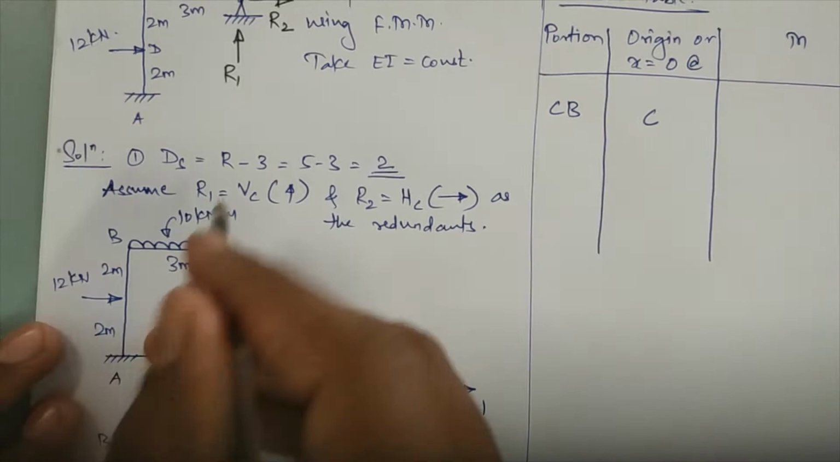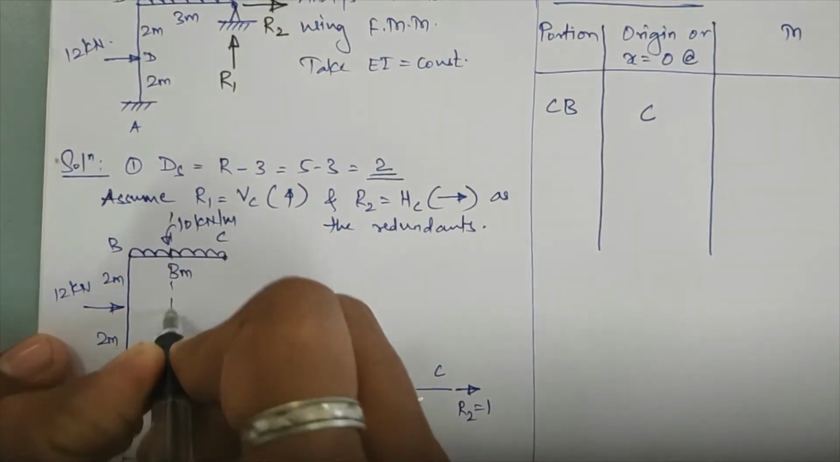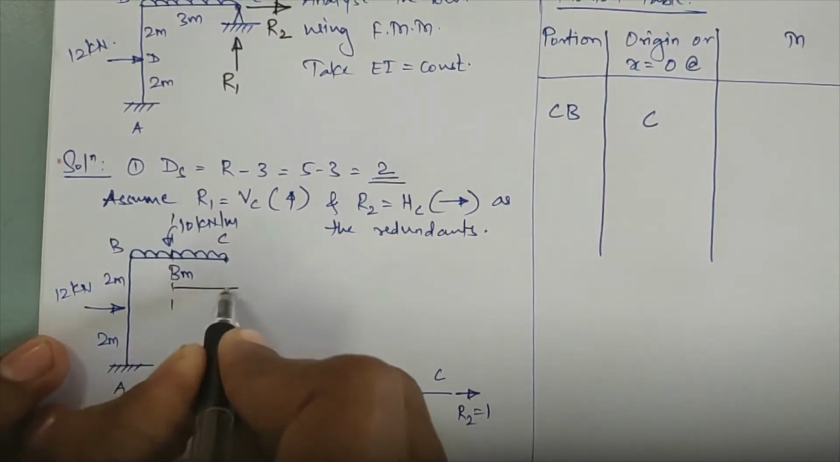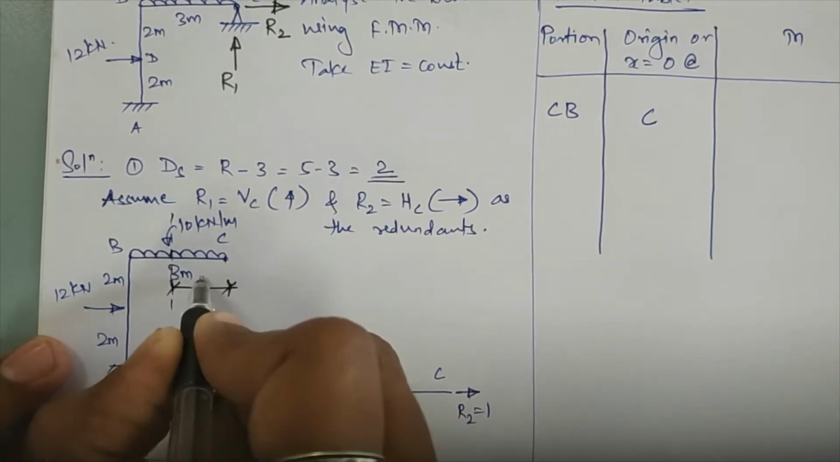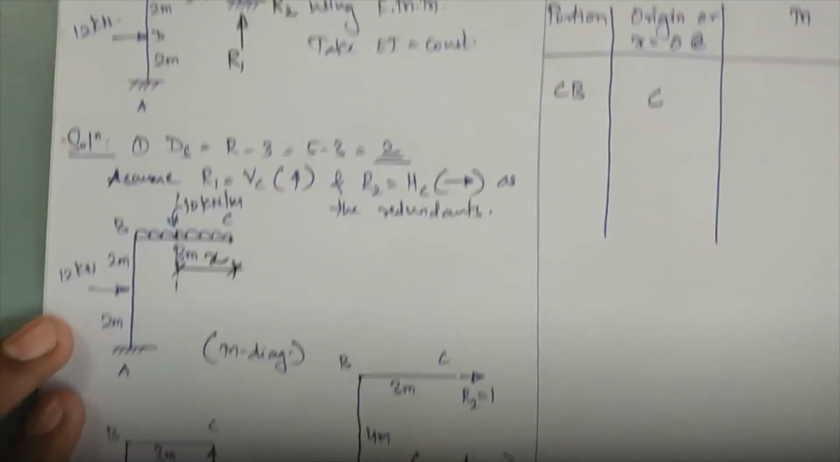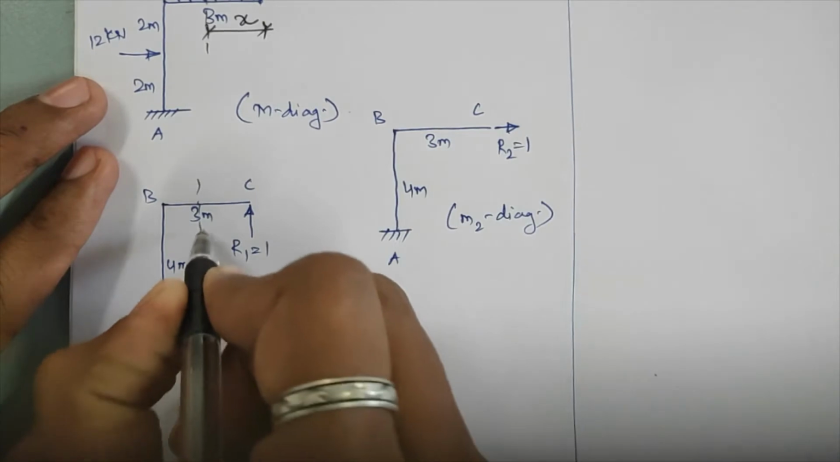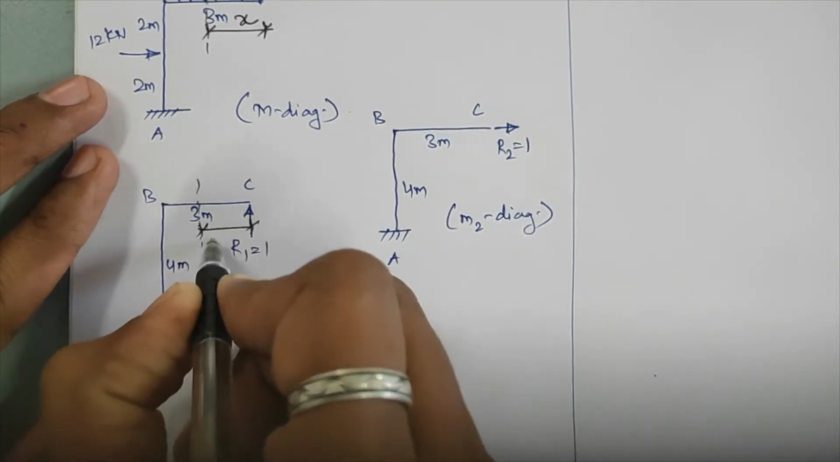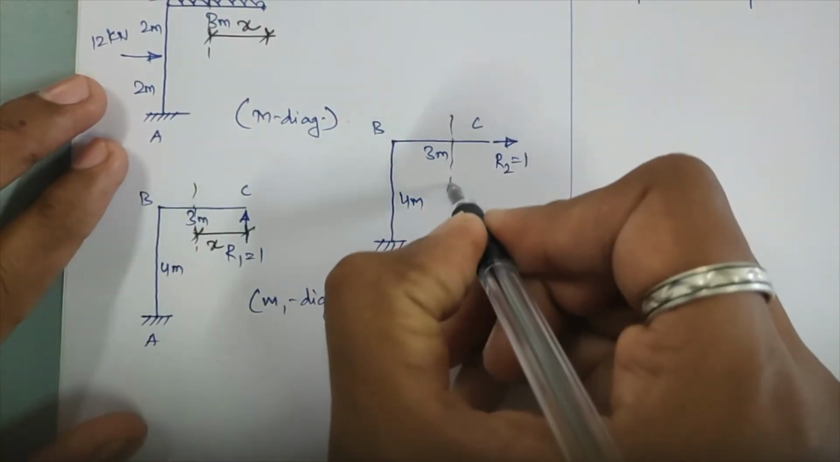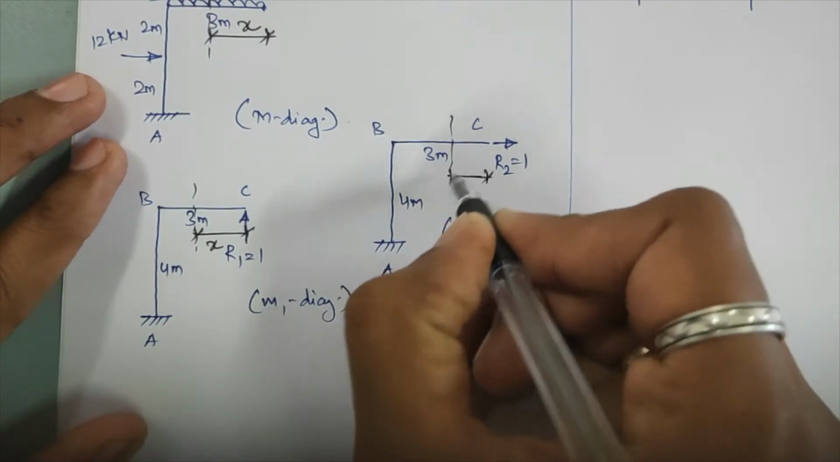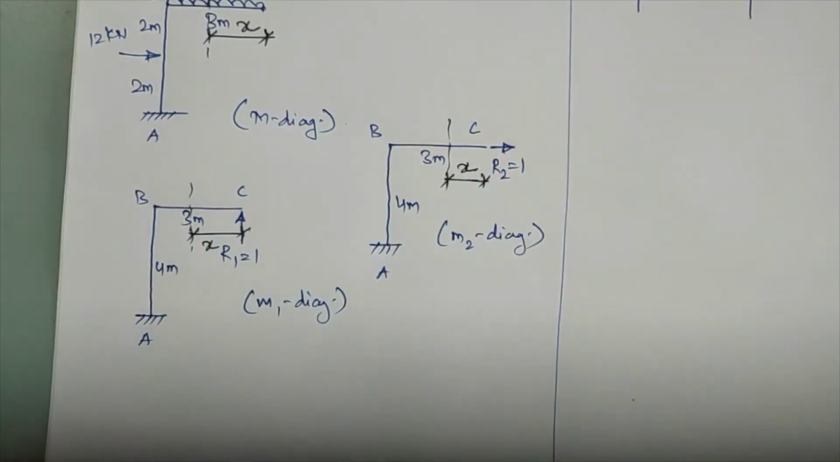So what I have to do is pass a section in my portion CB, located at a distance x from the origin point C. I'll pass such sections in all these 3 diagrams, the capital M, small m1 and small m2 diagrams.